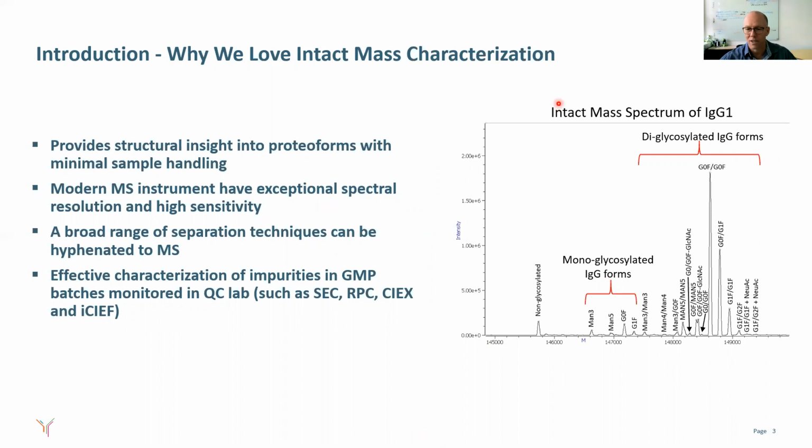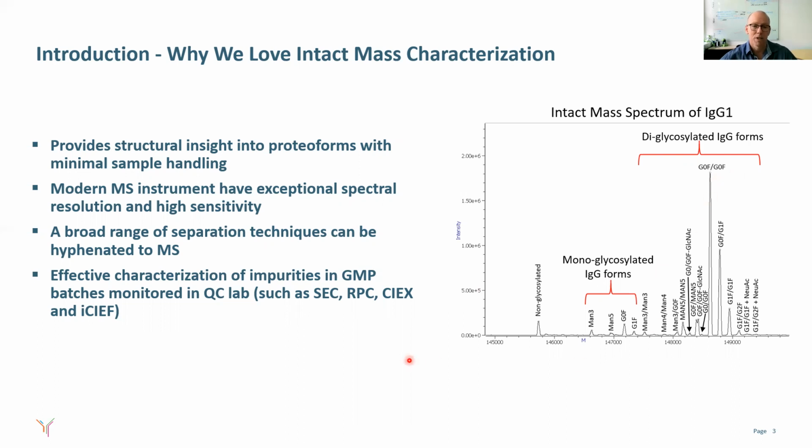Here to the right, you can see a classical mass spectrum that we get from one of our intact mass analysis. And you can see we can easily detect the non-glycosylated form of our antibody. We have forms that carry only a single glycosylation on one of the heavy chains. And then we have all the glycosylated antibodies on both heavy chains. Typically, the most abundant glycoform is the G0F, at least when you use a CHO-based expression system.